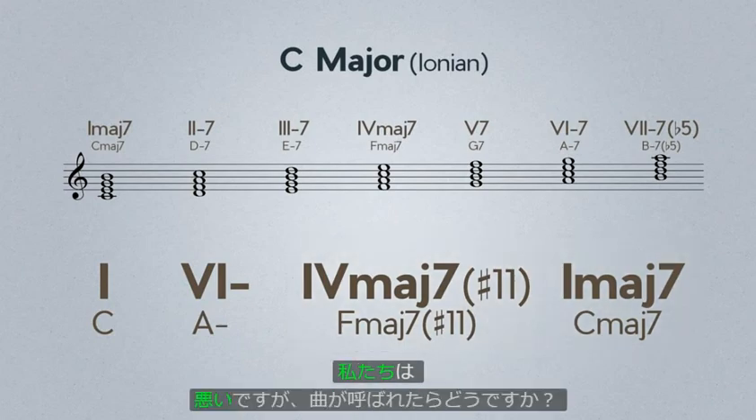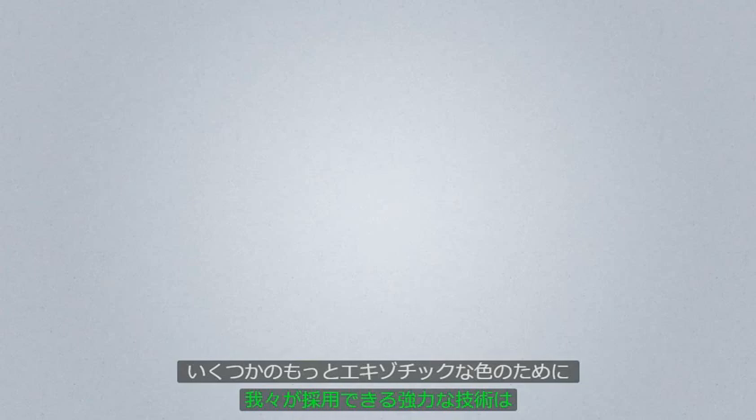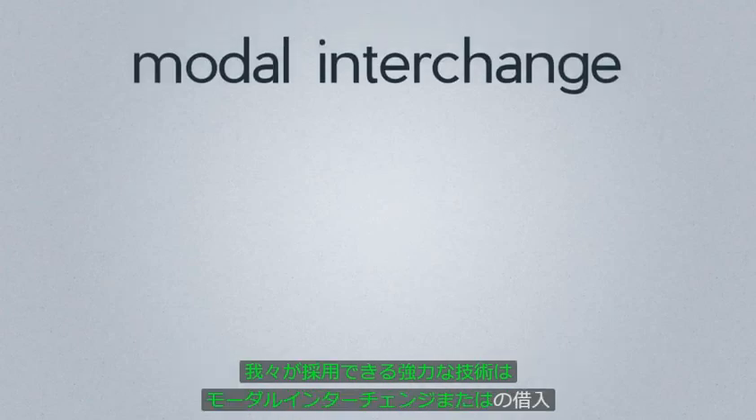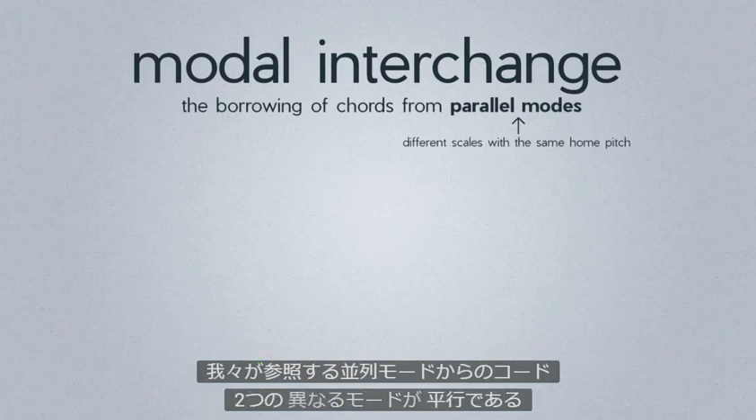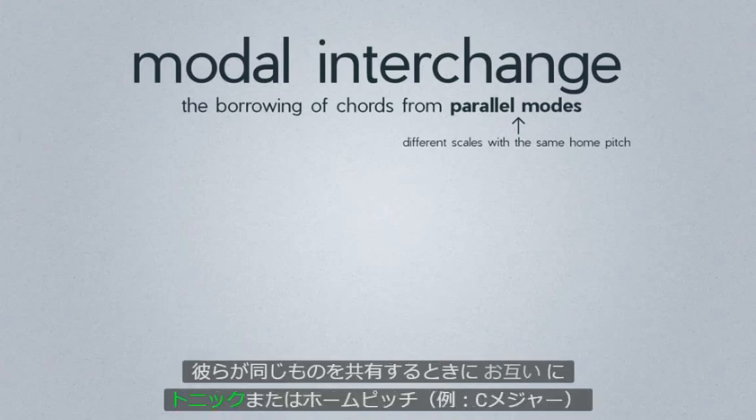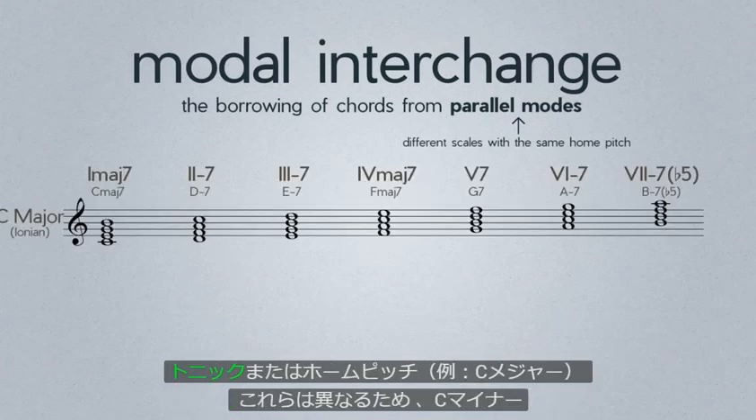Not bad at all, but what if the song called for some more exotic colors? Well, one powerful technique we could employ is modal interchange, or the borrowing of chords from parallel modes. We refer to 2 different modes as being parallel to one another when they share the same tonic, or home pitch. For example, C major and C minor.